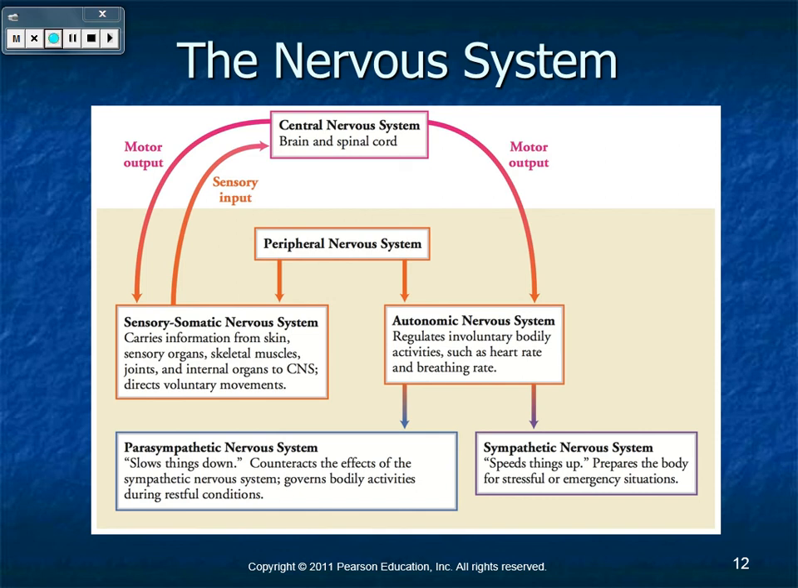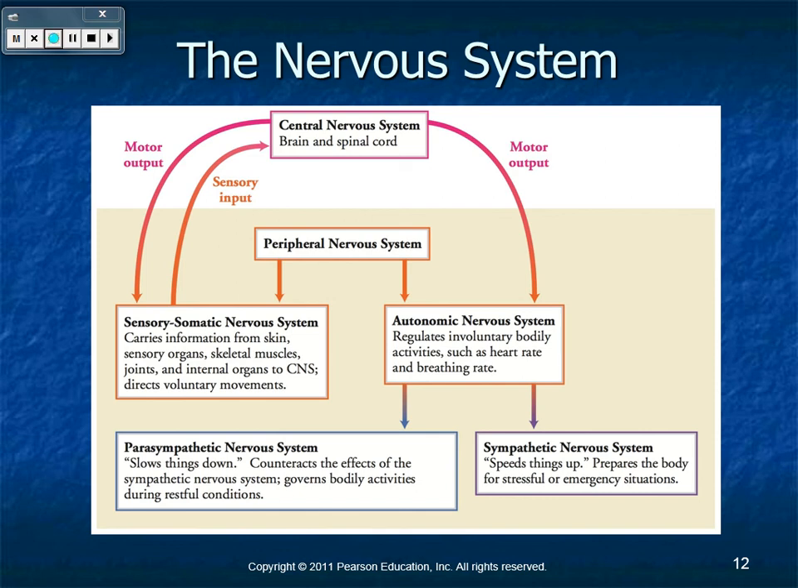All right. So the autonomic nervous system is then divided into two parts: parasympathetic and sympathetic. Your parasympathetic is literally the slow down part. It's the nervous system that slows things down. Your sympathetic nervous system speeds things up.